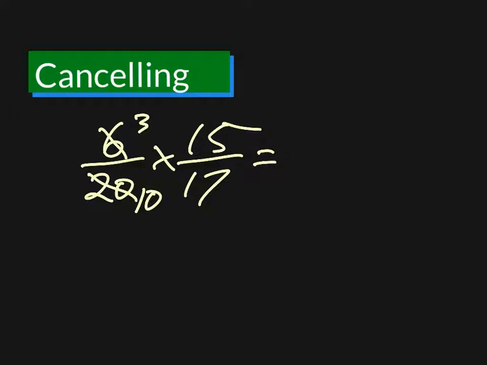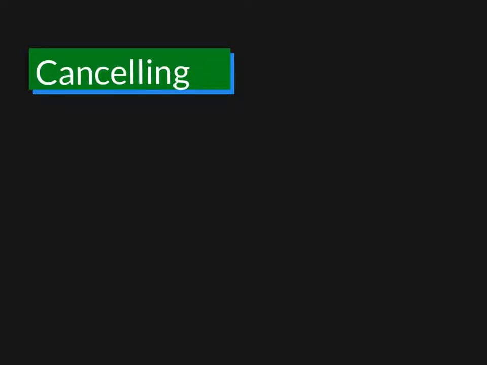But another and more common way is to cross-cancel. And cross-canceling is dividing numbers, numerators and denominators that are across from each other. So when we look at 10 and 15, we can see that 5 goes into both of those. 5 goes into 15 3 times, and 5 goes into 10 twice. Now we can multiply. 3 times 3 is 9, and 2 times 17 is 34. So 9/34 is not going to reduce. That's the final answer.